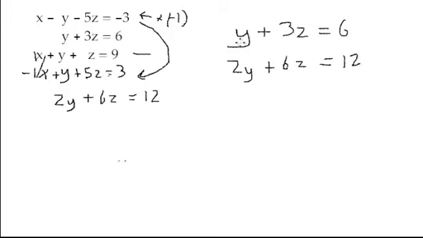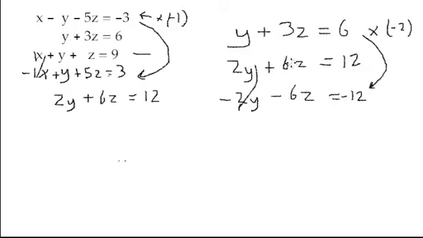So what I'll do is I think I'll eliminate the y's. I'm going to multiply this one by negative 2, and I will get negative 2y negative 6z, so remember this is now this down here, equals negative 12. Now look what's going to happen here. Gone.